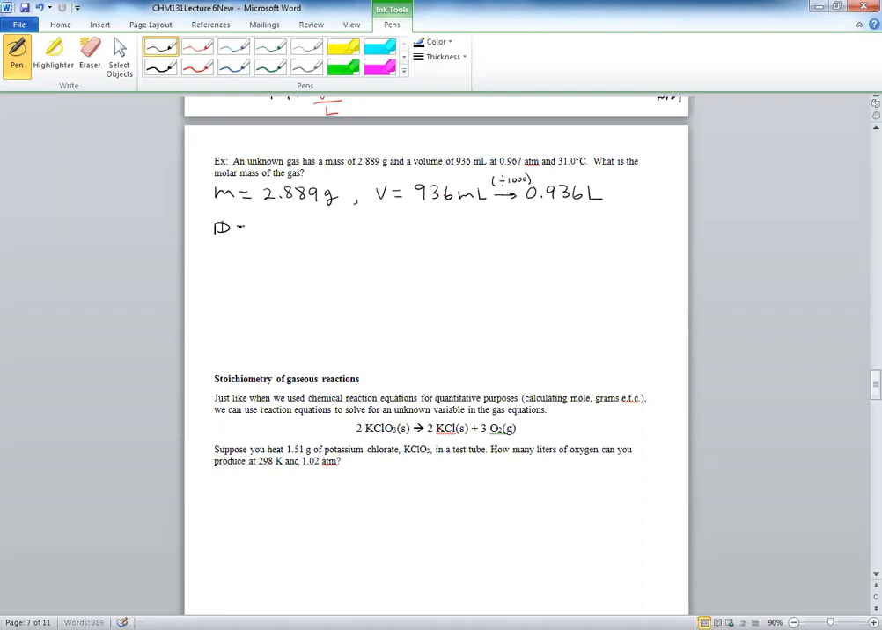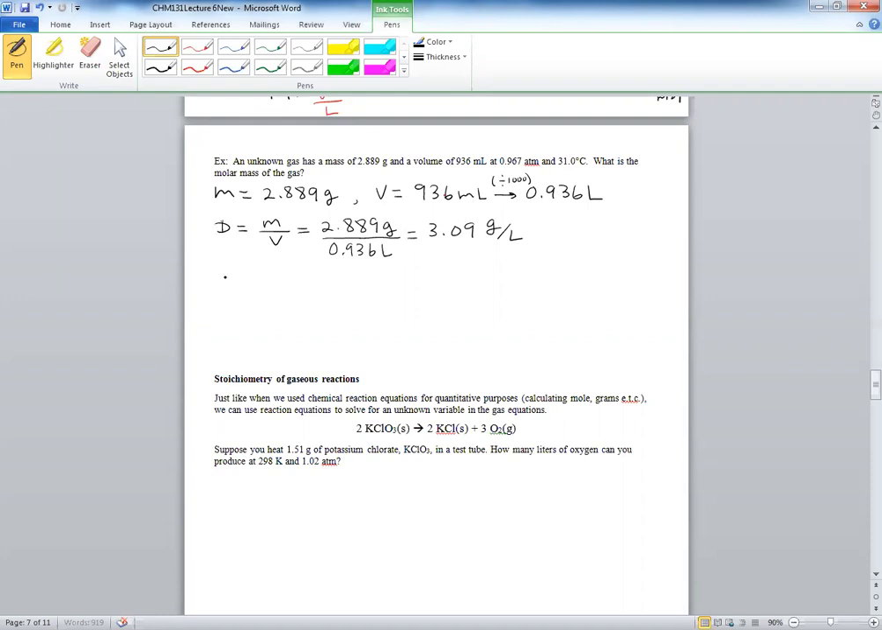Let's do it now. So density equals mass over volume. That's 2.889 grams divided by 0.936 liters. And if you do this calculation, you would get 3.09 grams per liter. So that's my density right here.